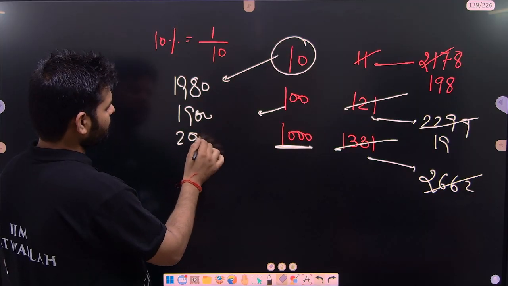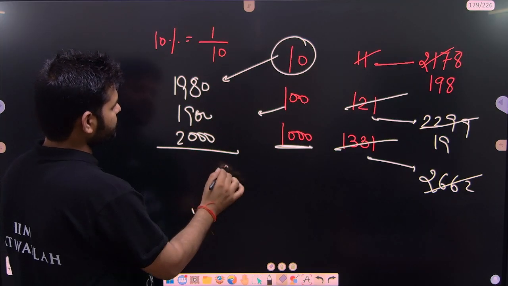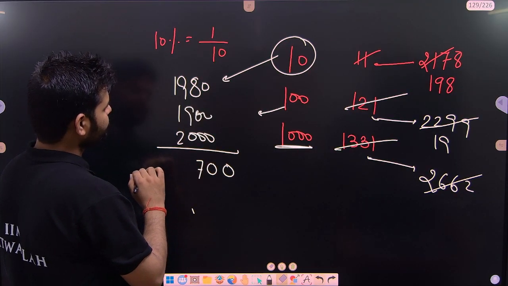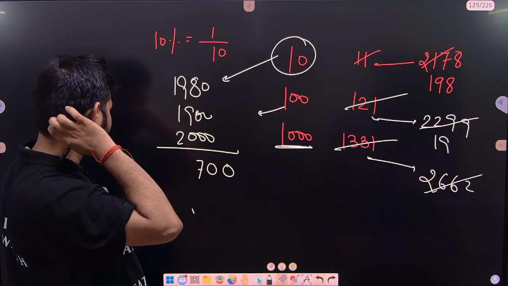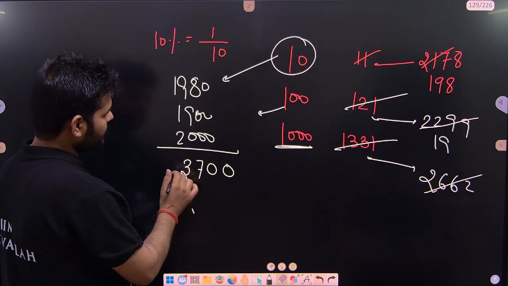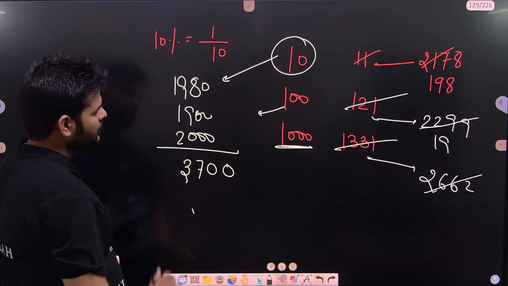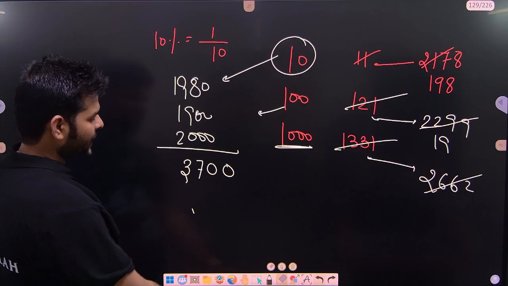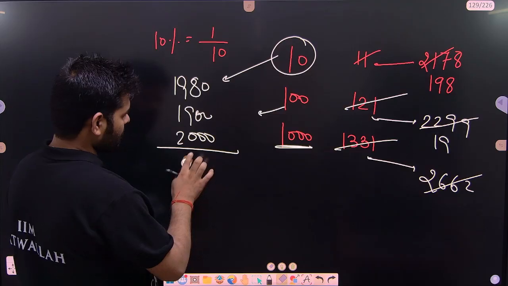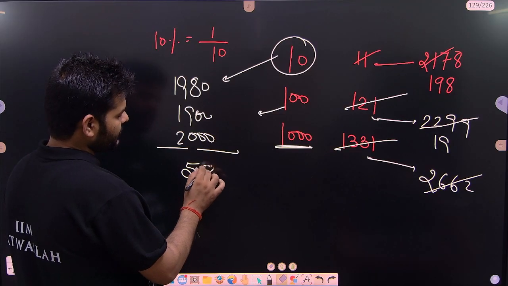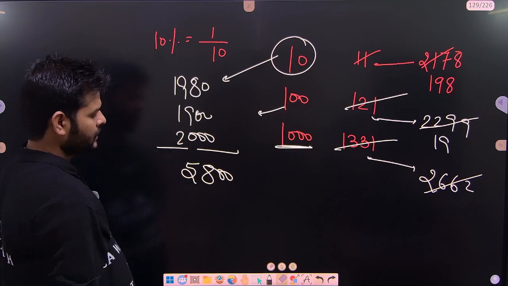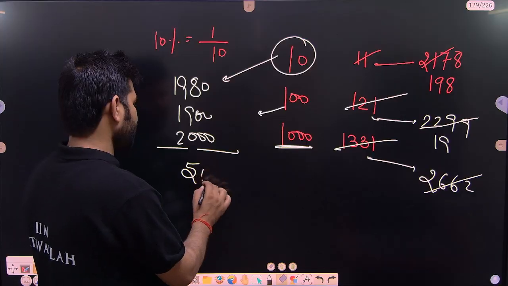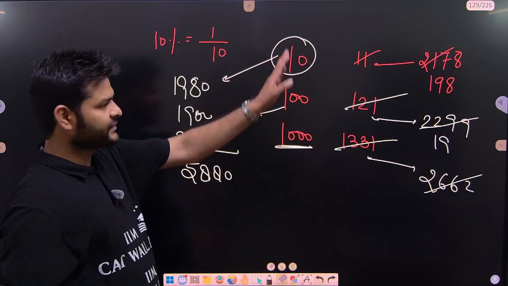That value would be 2000. So you will get 0, 0, 7 carry 1. So 10 and 12 and 13. 5,000 and okay, 5,800, 5,080, 880. These are the values.